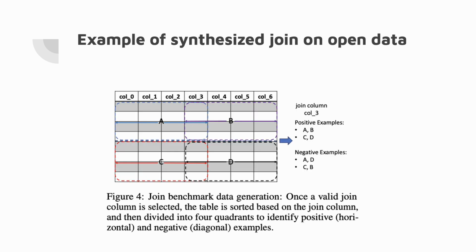And here's another example from CKAN where this was entirely synthesized. We picked columns that looked like good candidates for a join column based on uniqueness and certain attributes, like they don't have to be float values or booleans for that matter. We sort them, and then we try to make sure that we combine parts of the table. You can see the quadrants here. The diagonal quadrants would form negative examples, and the quadrants that are on the same row would form positive examples.